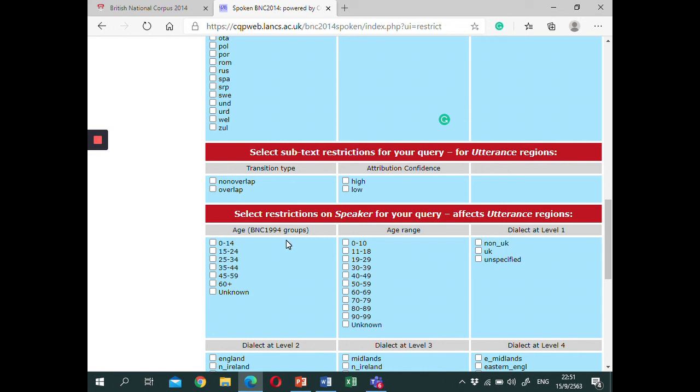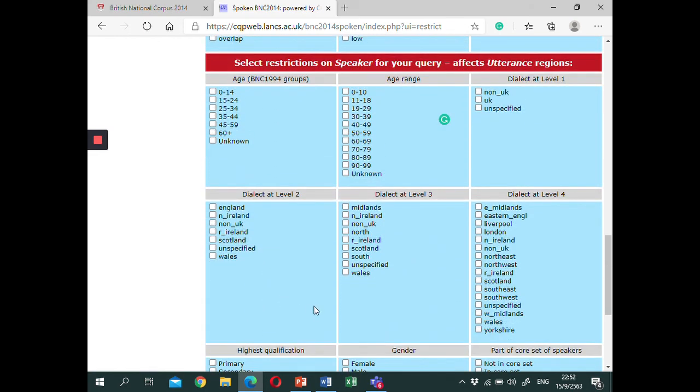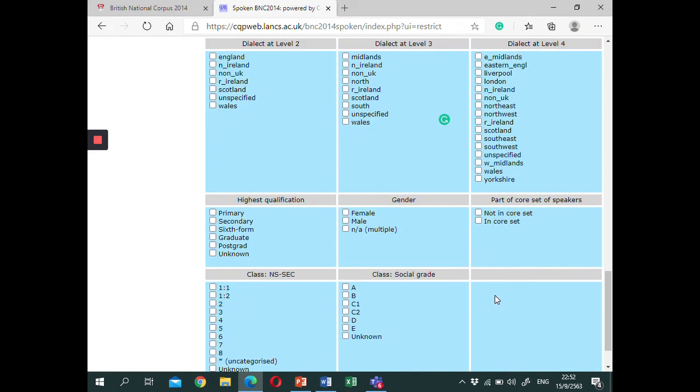There are two types of the age range. The first one is the age group classification used in the old BNC, and the second is the new one, which is more detailed. You can also restrict the dialects. The dialects can be divided broadly as in level 1, or it can be more specific and fine-grained as in level 2, 3, and 4. In addition, you can select the highest qualification, that is, the educational level.